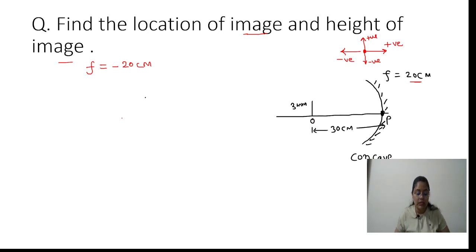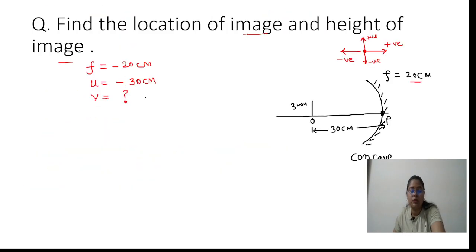So what you see, what you find, say. So my dear student, you have seen that U is negative, 30 centimeter here. What is the image? You calculate the value of V. So what is V? We discussed it in the last slide.